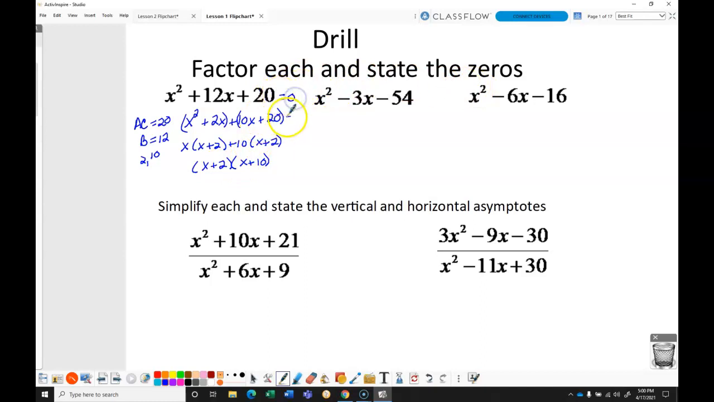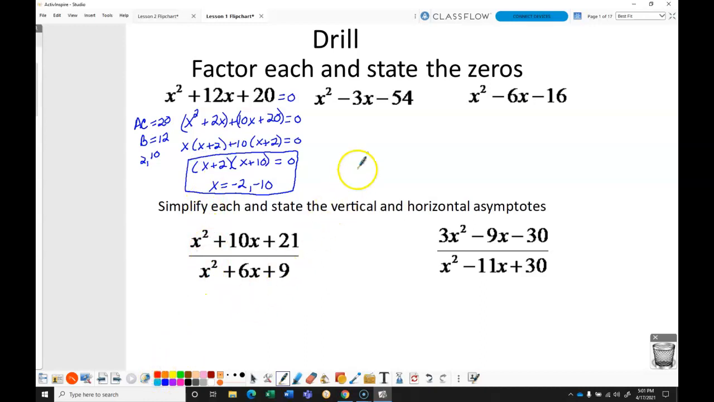Well, that would be if my expression was actually equal to 0. Okay, so I factored it and then stating the zeros. What would make this factor 0 would be a negative 2. And what would make this factor 0 would be a negative 10. So it is factored, and I have stated the zeros.